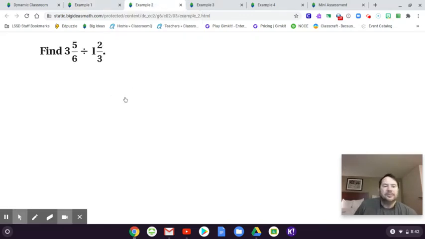So example 2. First, turn 3 and 5/6 into an improper fraction. Yes, hopefully you did say it's 23/6. And then turn 1 and 2/3 into an improper fraction. Correct, it is 5/3.